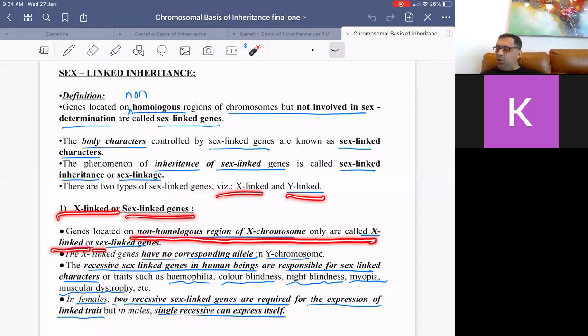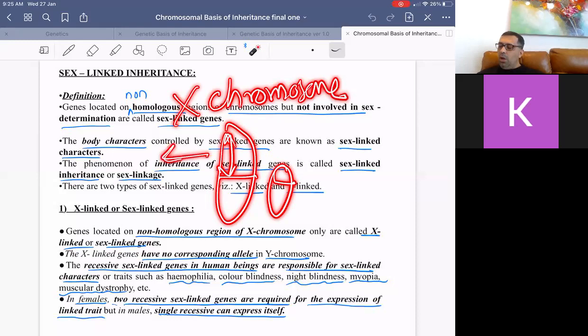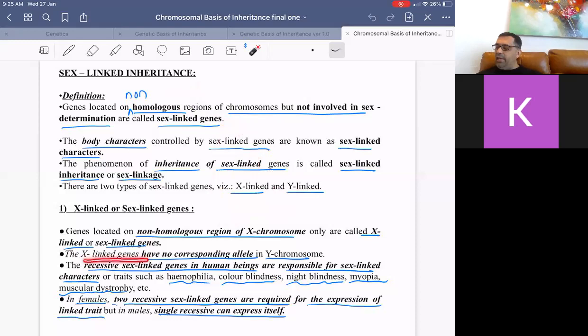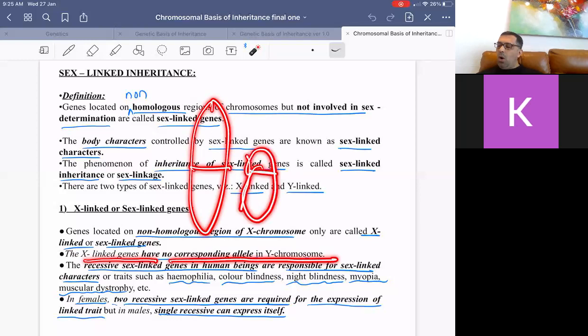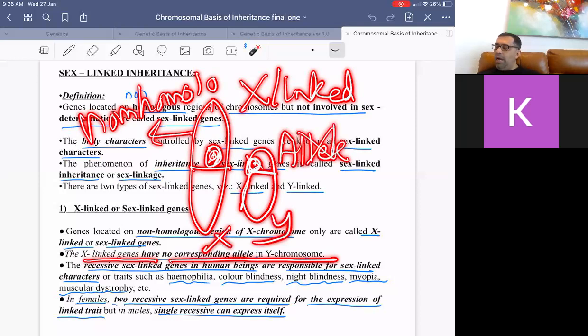So genes found on the non-homologous region of the X chromosome, and the genes on it, are called X-linked genes or sex-linked genes. These X-linked genes have no corresponding allele on the Y chromosome. In this X chromosome and this Y chromosome, the non-homologous part of the X chromosome has genes called X-linked genes, and that gene has no allele on the Y chromosome. There is no corresponding allele on the Y chromosome. So the X-linked or sex-linked gene in the non-homologous part of the X chromosome has no allele on the Y chromosome.